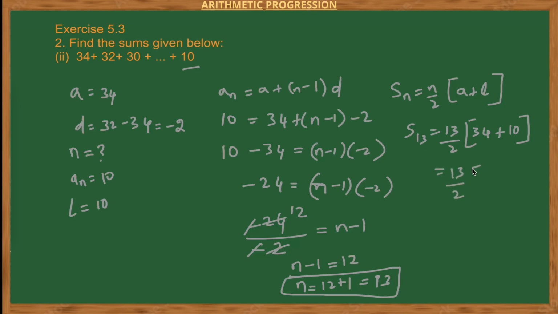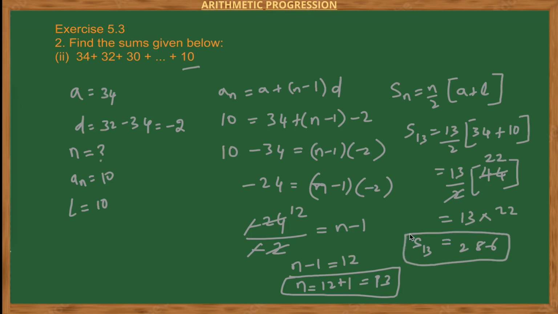13 divided by 2, 34 plus 10 becomes 44. So this can be divided, 2 ones are 22. So it becomes 13 into 22, which becomes 286. So S of 13, the sum of 13 terms, is 286 when the last term value is given. Hope this is clear, students.